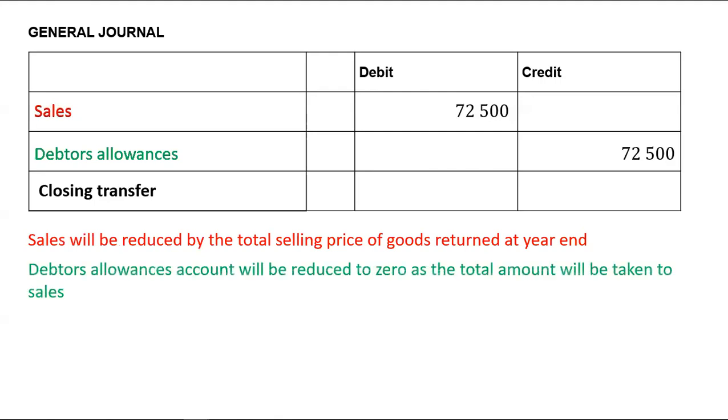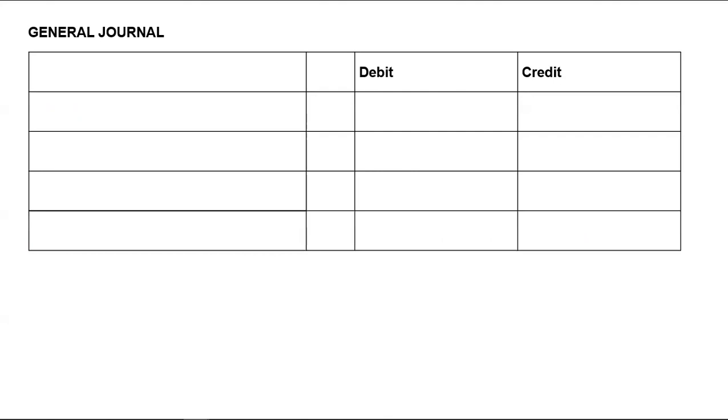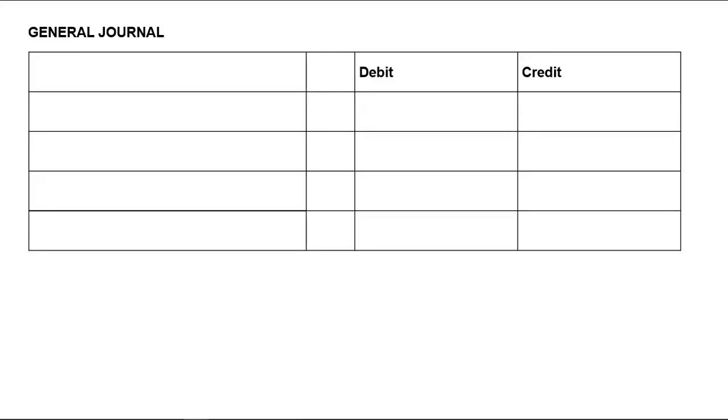Then I can go to the loss. Loss due to theft, in this case, will be 25% multiplied by 50,000. And because it's a loss, it will be debited as expenses increase on the debit side. And that will be 12,500.